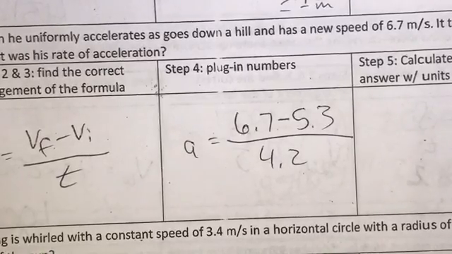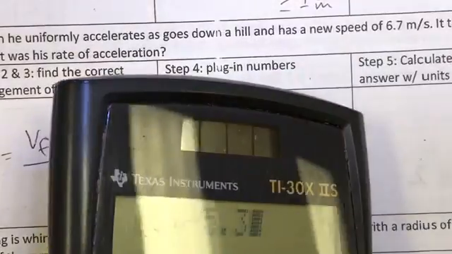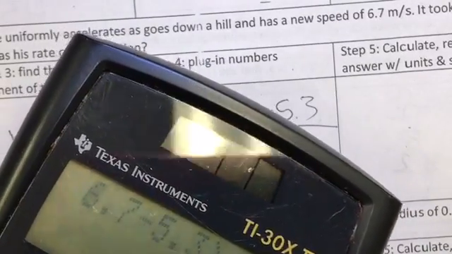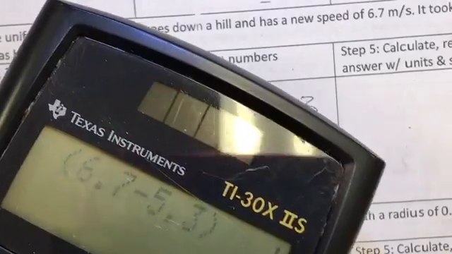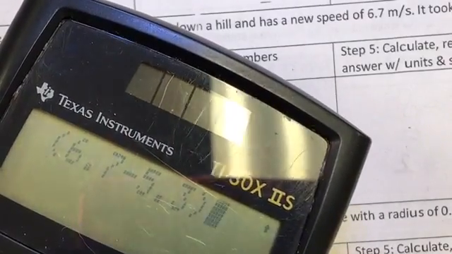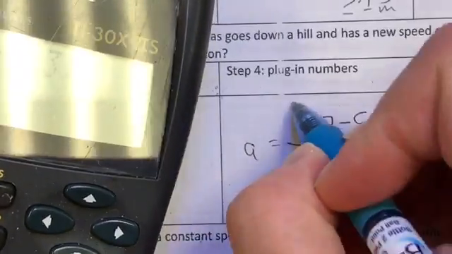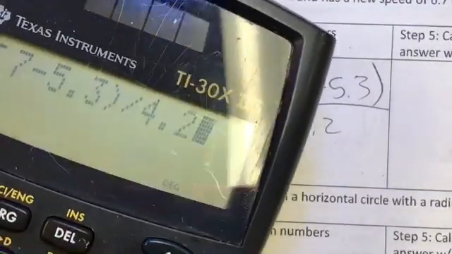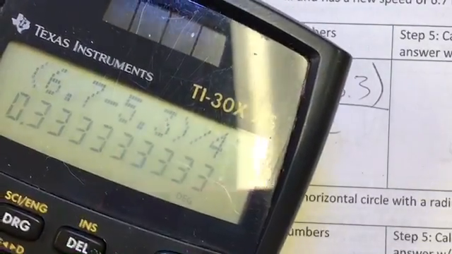6.7 minus 5.3. Make sure if you're going to do this all in the calculator at once that you put parentheses around what's in your numerator. Parentheses 6.7 minus 5.3. You need to subtract those before you divide by the 4.2. Okay.